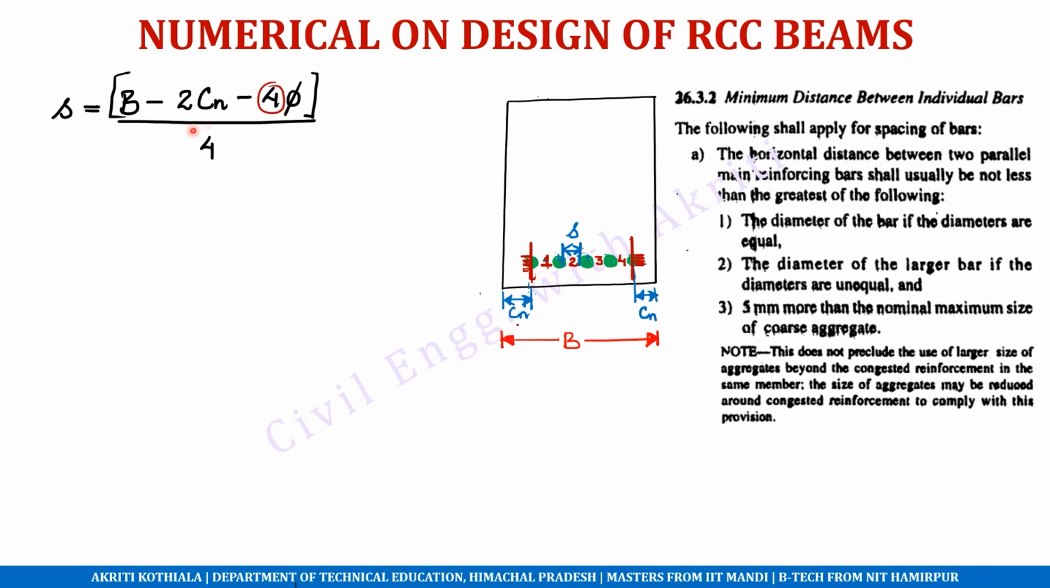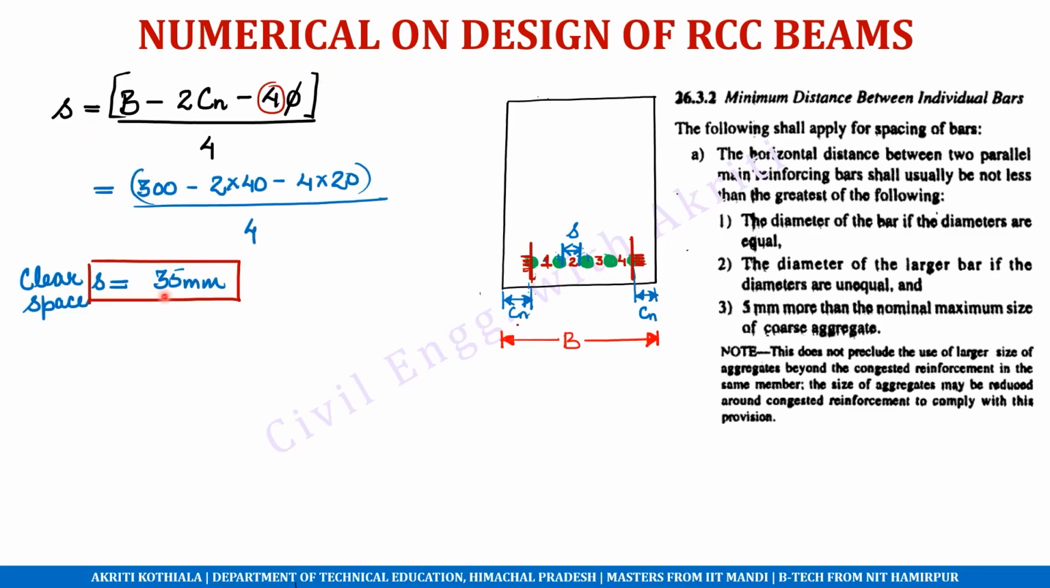So this clear space calculates to be equal to 35 mm. Now this value 35 mm is greater than 20 mm, which is the diameter of the bar, and it is also greater than the nominal size of the coarse aggregate, which is approximately 20 mm again plus 5 mm, 25 mm. So 35 mm is a safe clear space.